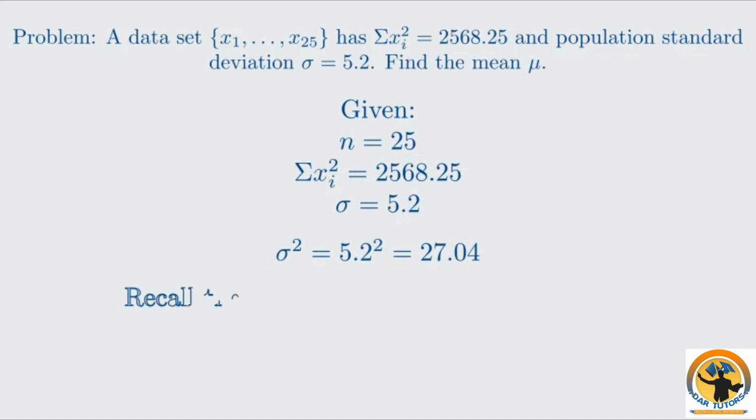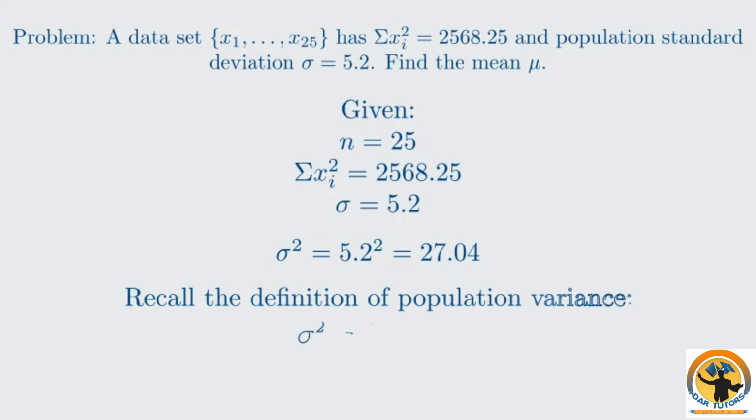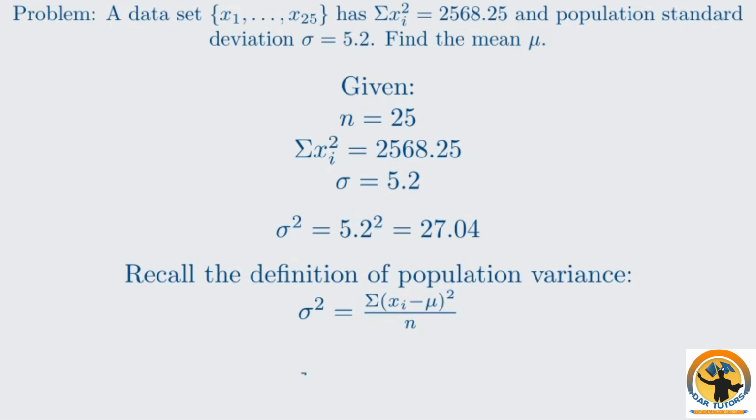Now let's use the definition of population variance. Sigma squared equals the sum of (xi − mu) squared, all divided by n. We can rewrite the numerator using the identity we just proved. Substituting the computational formula into the variance definition gives us this expression. The numerator is the sum of xi squared minus n mu squared, all over n. Now we have an equation with sigma squared, the sum of xi squared, n, and mu. We know all the values except for the mean, mu. We can now solve for it.